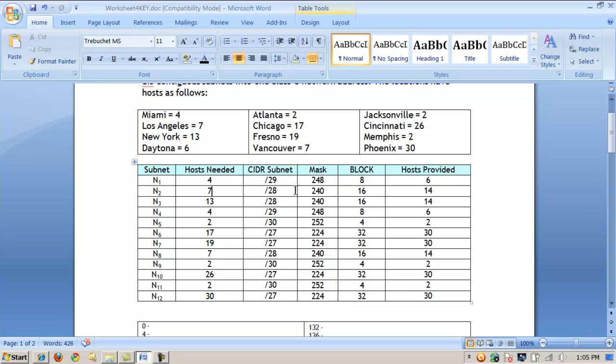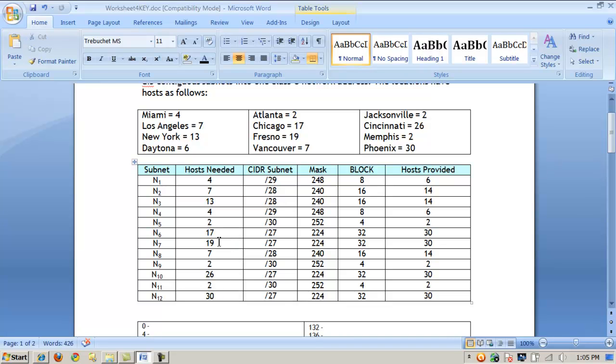7, in this case, I'll need a CIDR 28, and that'll give me 14 hosts. 13, again, same thing. Closest match is going to be 14 hosts, which is a block value of 16. The next one, 6, a little bit overkill, but block value of 8. And I just keep going all the way down. The most important ones here are my 4 largest, and that's going to be the 30, the 26, the 19, and the 17.